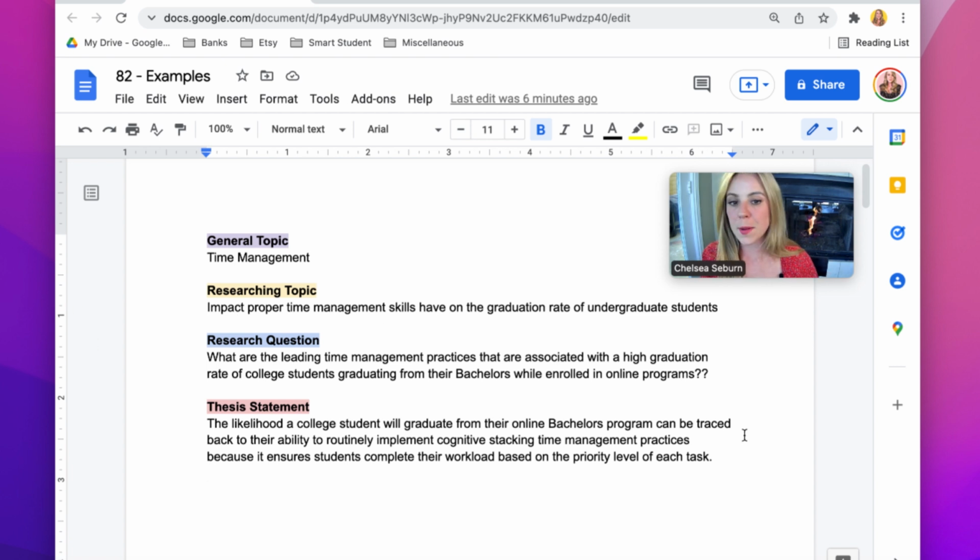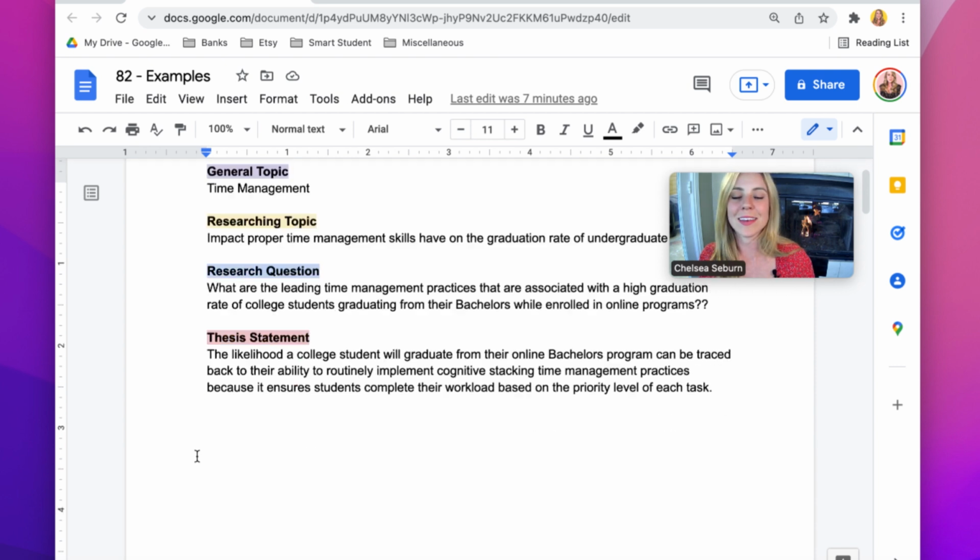That is always going to be the answer to your research question. What are we asking? We want to know what those leading time management practices are. And so it's this right here, cognitive stacking time management practices. That's our stance. Now you need to ask yourself, how did we get to that place? Why do we believe it? Why did we land on these time management practices? It's because in our research, this is what the information told us to back up that claim. So as you can see, we have all 3 components here.